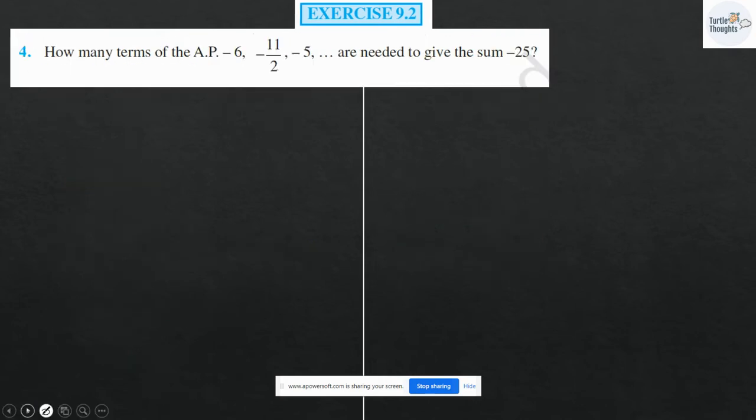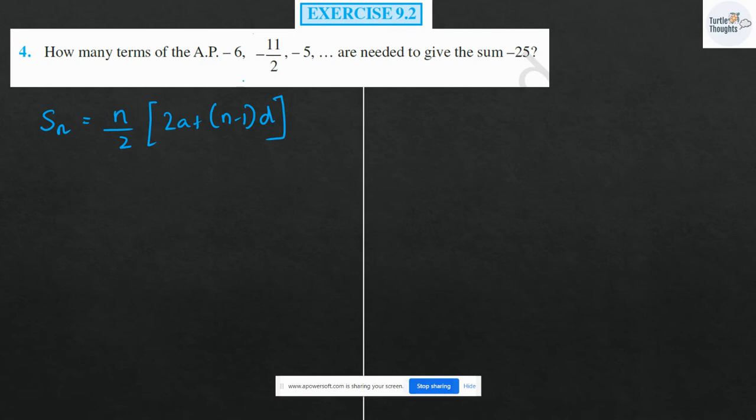Moving on to question number 4. How many terms of the AP minus 6, minus 11 by 2, minus 5 are needed to give the sum minus 25? So let us consider, let there be n terms of the AP. Okay. So we know the Sn formula, that is n by 2 multiplied by 2a plus n minus 1 into d. Of course, we have the other formula also, but we don't know what is the last entry, or the last number. So we cannot use that formula over here.